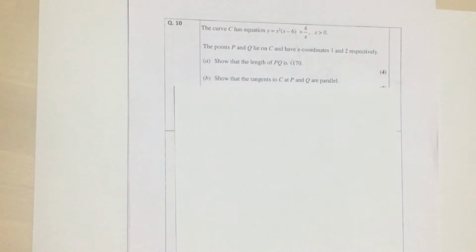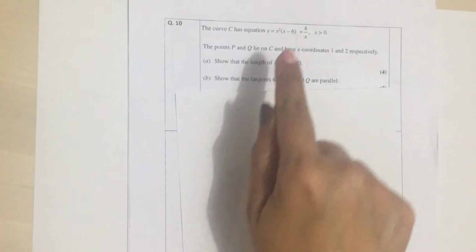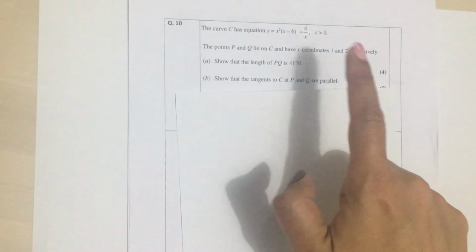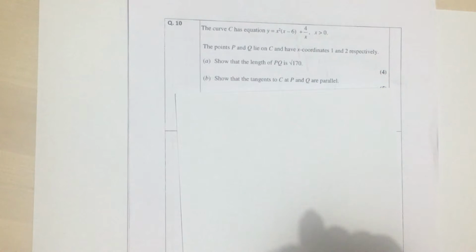Okay. Second part of the question: show that the tangents to C at P and Q are parallel. The only word that is really important for you at this stage is tangents, because then you know you need to find the derivative, and P and Q are parallel, so the gradients need to be exactly the same.